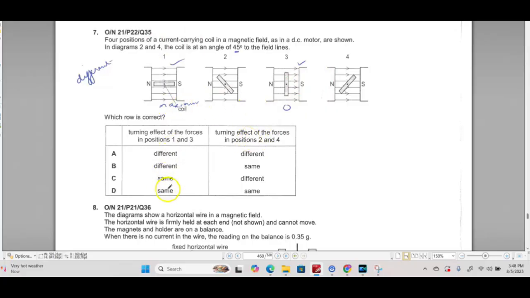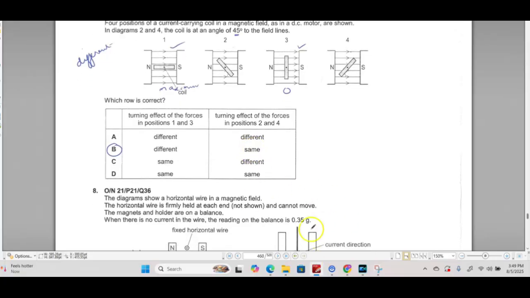As far as 2 and 4 are concerned, they both are at a 45 degree angle to the magnetic field lines. So their turning effect is going to be the same. So I think B is our correct option, that states that 1 and 3 have different turning effective forces and 2 and 4 have the same turning effective forces. Right?